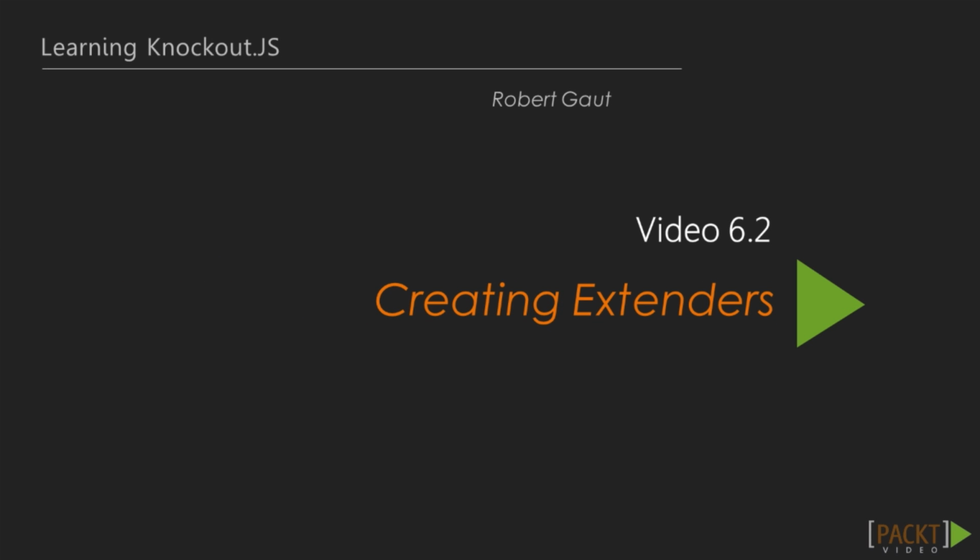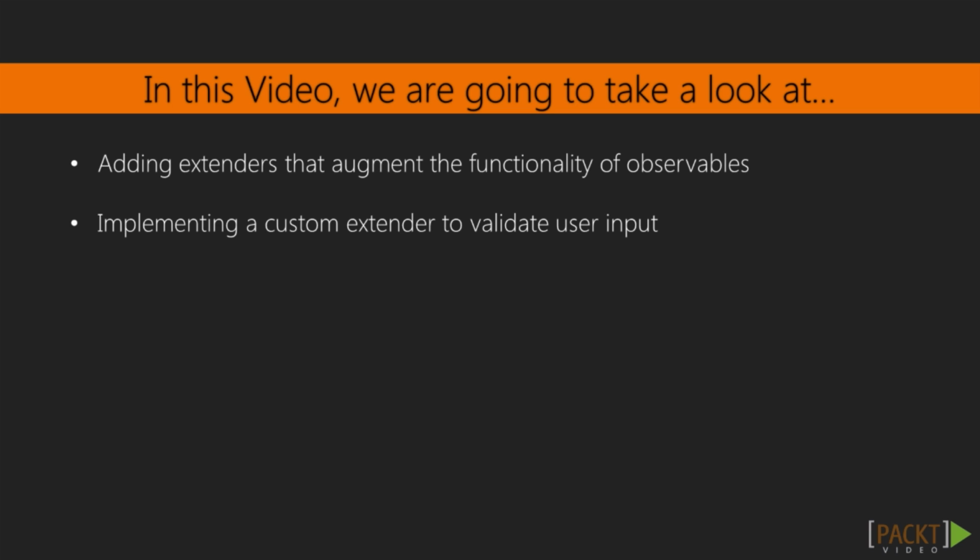Hello again! In the last video, we learned how to enhance Knockout's core data types by creating custom functions. In this video, we're going to look at how to add extensions to observables by creating some validation extenders. There are plugins available for Knockout.JS that perform validation, but if you like creating and controlling your own, extenders are a great way to implement validation.